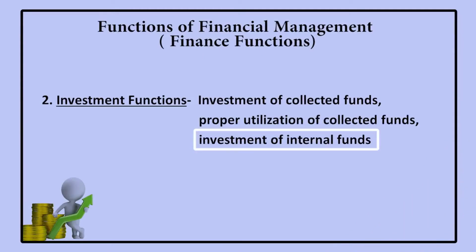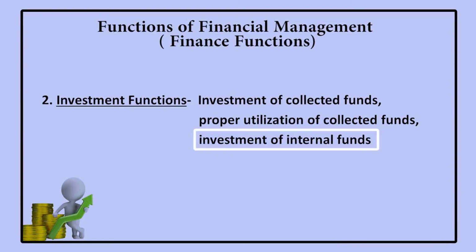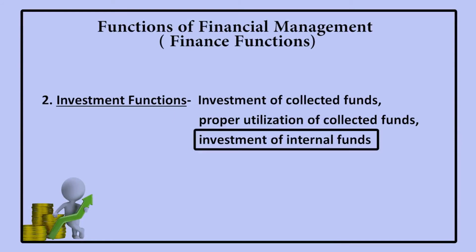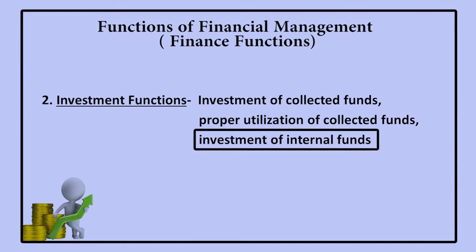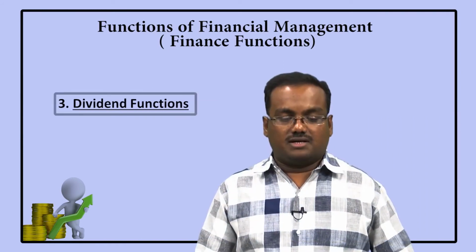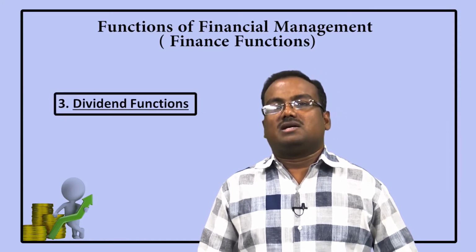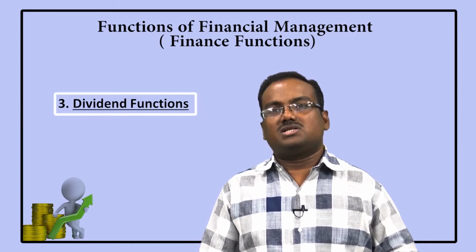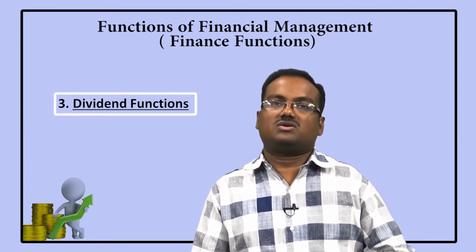Third part under the investment function is the investment of internal funds. Now the question may arise, what is the meaning of internal funds? Depreciation fund is a kind of internal funds, reserve fund is a kind of internal funds. Business can also utilize this type of internal funds for investment purposes. And the third function of financial management is the dividend function. What is the meaning of dividend? Dividend can be defined as a slice of divisible profit which is legally distributed among the shareholders.